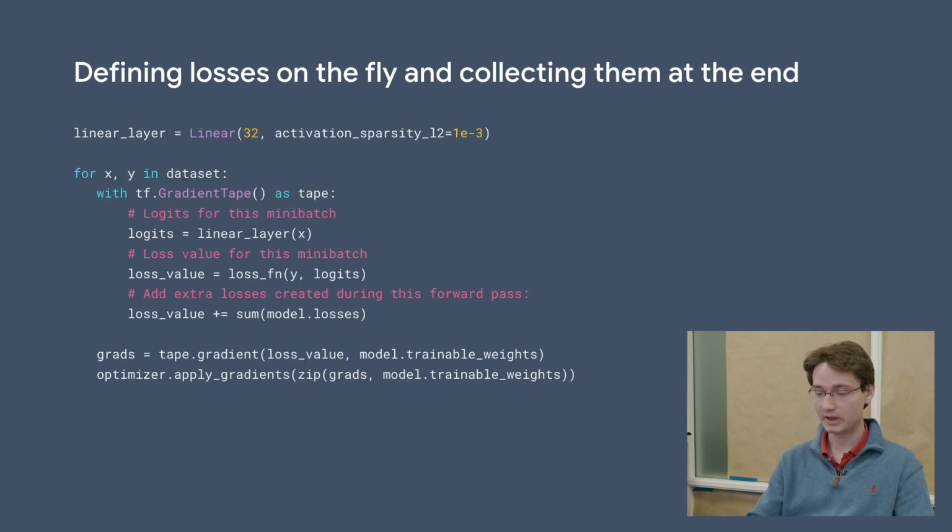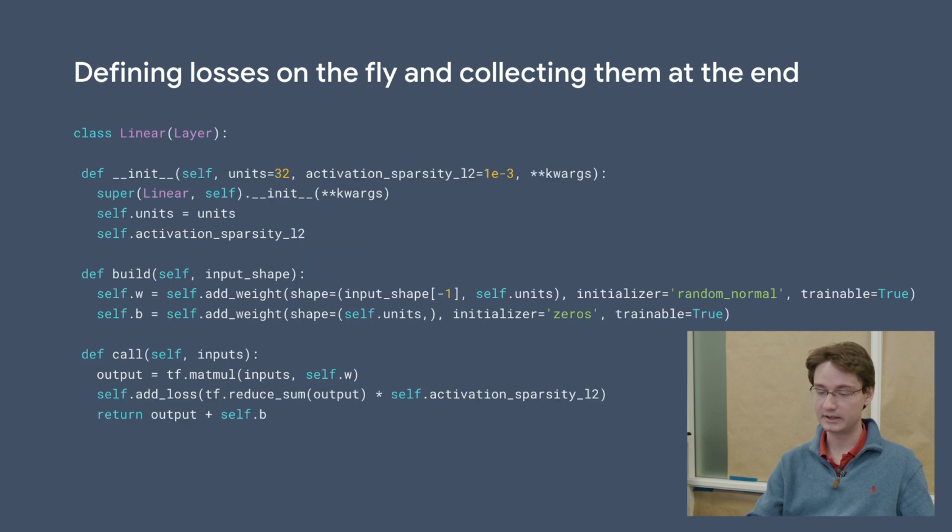So the way you would use this feature is something like this. After you open your gradient tape and you call your layer and you compute the main loss value, you would add to this loss value the sum of the losses collected during the forward pass. So you can use this feature to do things like weight regularization, activity regularization, computing things like the KL divergence. So all kinds of losses that are easier to compute when you have access to intermediate results.